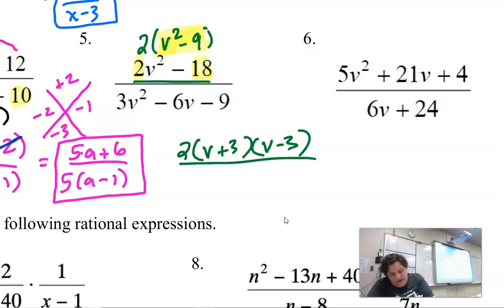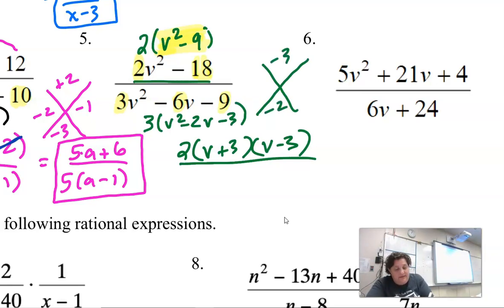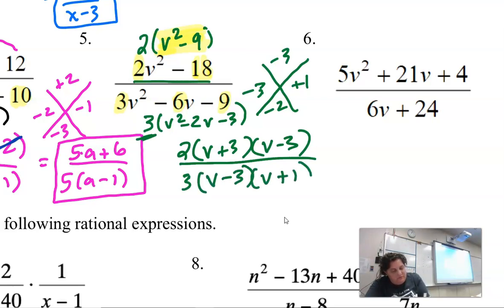Okay, on the bottom, I can take out a 3 from each of those. 3, 6, 9. And then when I do my x, this one multiplies to make 3 and subtracts to make 2. That's 3 and 1, minus plus. So there's a 3 out front, and then it goes v minus 3, v plus 1.